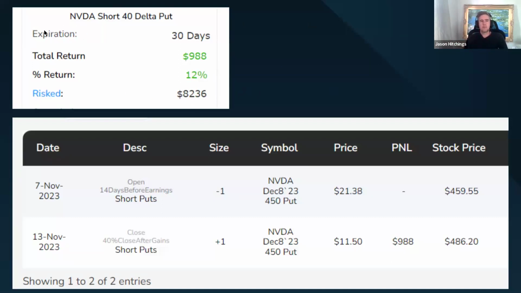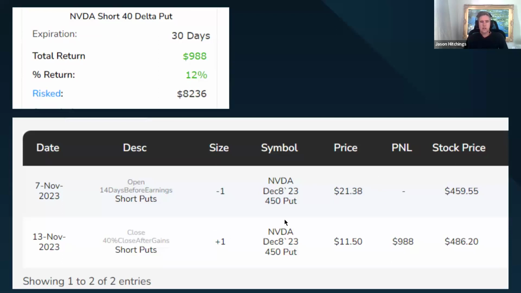But we'll just start in the previous live help session. We looked at this same example of NVIDIA. We were looking at long calls and short calls. We looked at long puts and long calls last time. Now we're going to do the same thing, but looking at short puts and short calls.